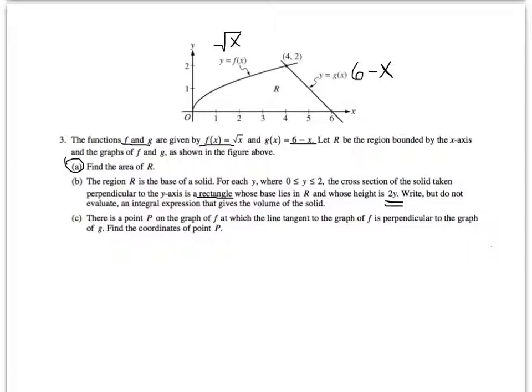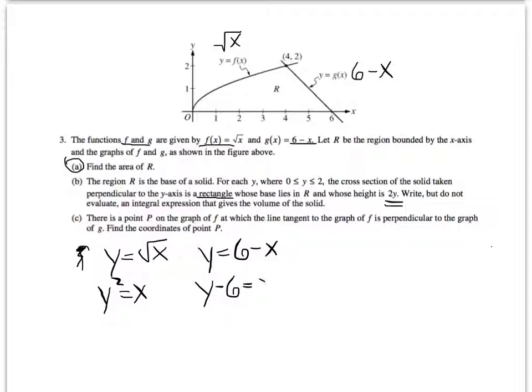Okay, so let's rewrite each function in terms of y. So at this point, we have y equals the square root of x. So if I square both sides, I get y squared equals x. Nice. And then we have y equals 6 minus x. So subtract 6, y minus 6 equals negative x. So therefore, x will be 6 minus y.